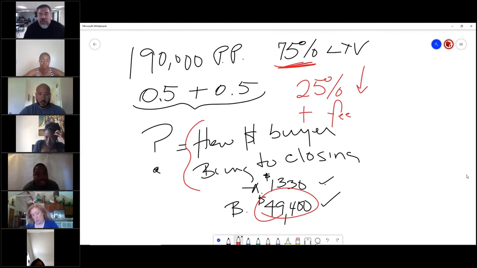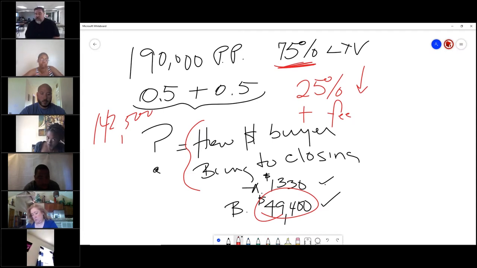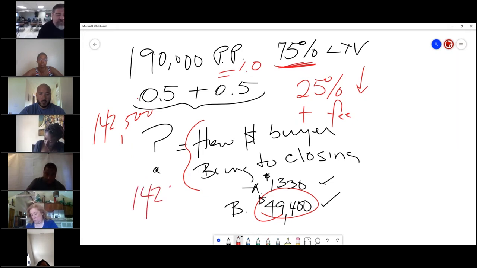So how much is the fee? Take 0.75 times the 190,000, which means your loan is actually only 142.5. And your fee is 0.5 plus 0.5. You can actually add those together. So you get the 1% for 1,425. Actually, that number is not going to be right. There's a better answer.